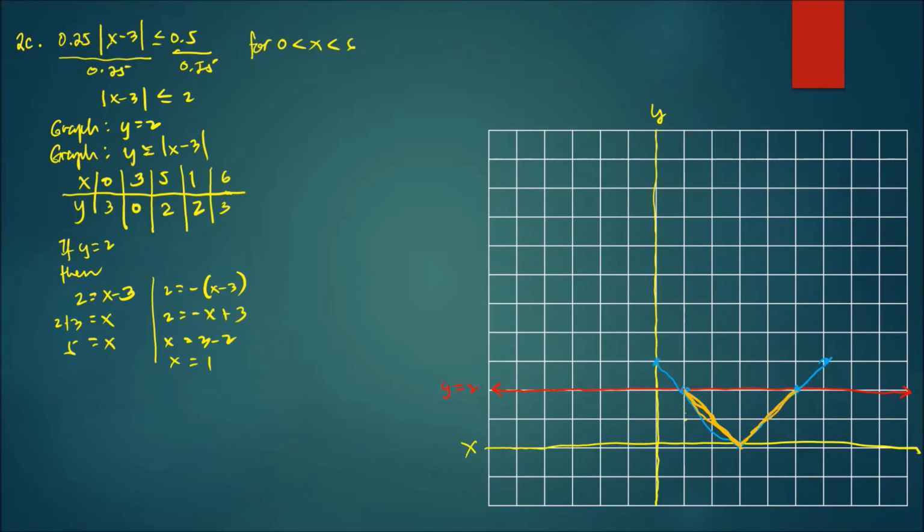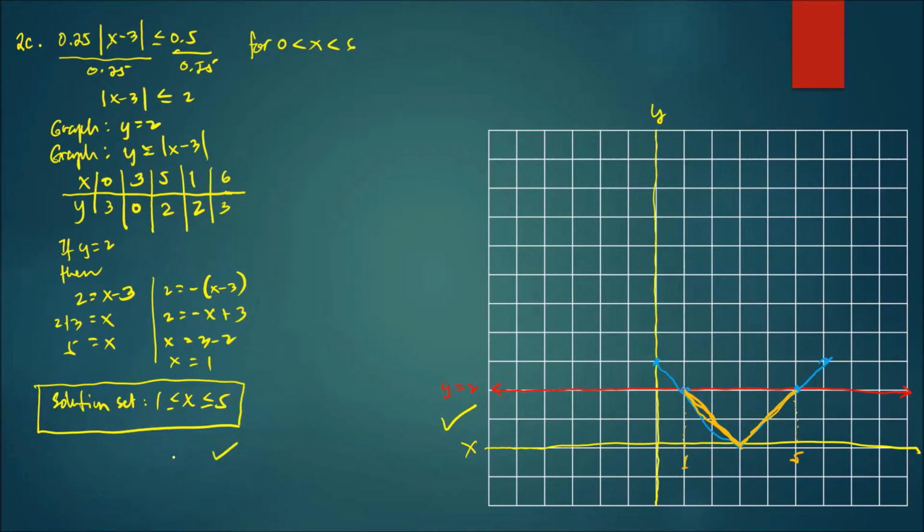Okay, wherein the x value here is 1 and the x value here is, what's that, 5. Yes. So therefore, our solution set would be the values of x that are in between these two. So we have x is greater than or equal to 1, but less than or equal to 5. So if you were able to graph it this way, give yourself 1 point. And if you were able to identify the solution set, then give yourself another point.